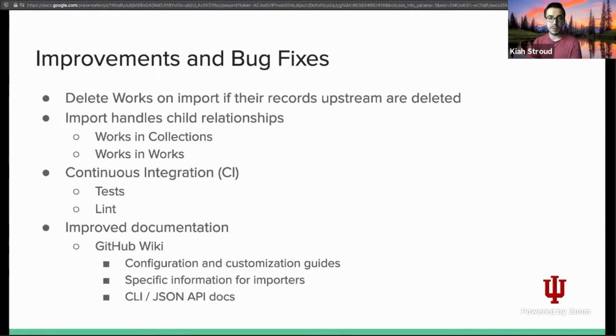And there's been a lot of improvements to the Bulkrax documentation, a lot of which has happened in the GitHub wiki. Last year, for example, there was only one page, and currently there are 11 pages of documentation, which is something we definitely want to improve on.